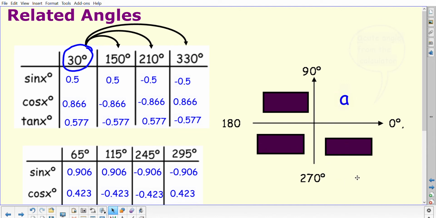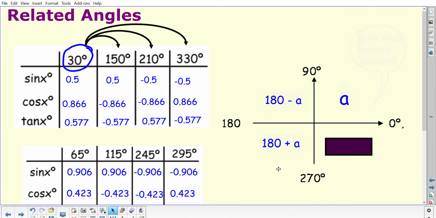The one that's connected to that, this 150, is actually in the second quadrant, and in there, if you do 180 minus that 30, that's how you get the 150, the one that's in the same family, if you like. And then the next one that's connected to it, which is in the third quadrant, is the one where you do 180 plus that A value. And then the last one, which is connected, is 360 minus the 30, and that's how you would get that.